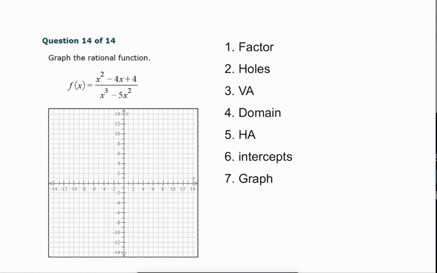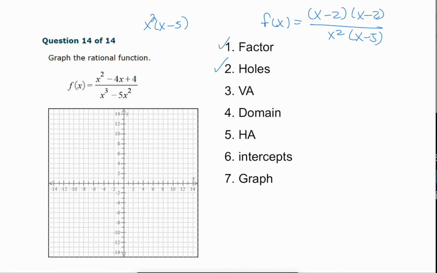So the first thing we're going to do is get our function into factored form. The top factors to be x minus 2 and x minus 2. The bottom factors, if you first factor out an x, well, we can factor out an x squared actually. Let's do that. And you're left with x minus 5. There we go. Now, it is in factored form.